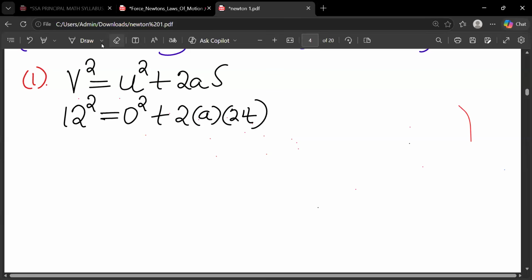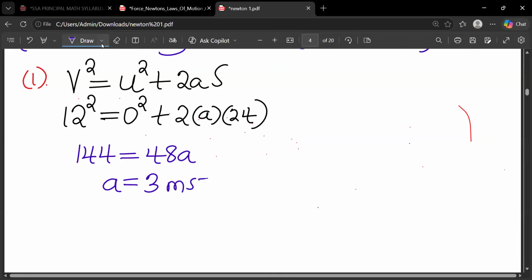Okay, now from there, I told you that where you can use the calculator, you don't really need to waste a lot of your time. But someone can be like, okay, let me just have one step. 144, then this side you have 48a. Okay, then you have the value. I think most people are giving me 3, and then you put the unit.